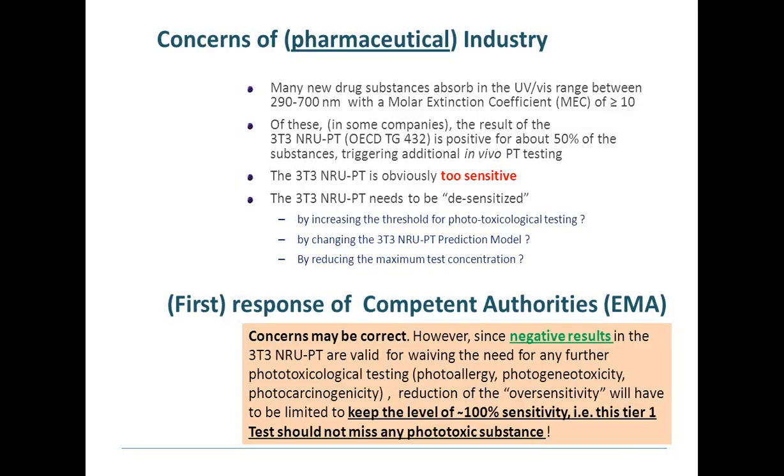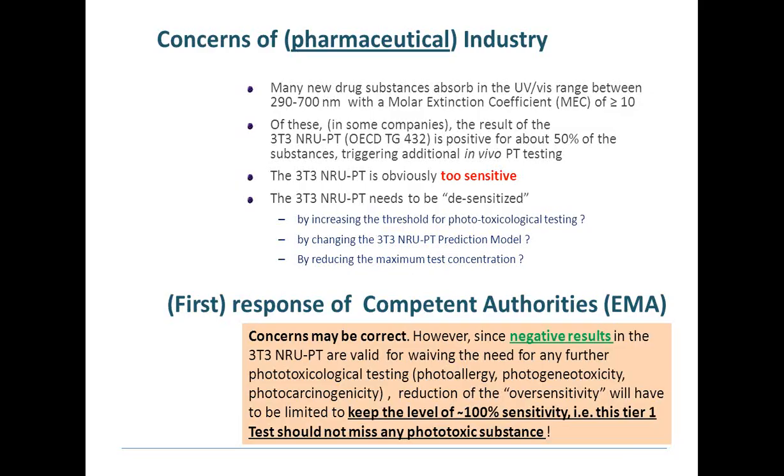The 3T3 was regarded obviously as too sensitive, and the approach was to desensitize the 3T3 assay by either increasing the threshold for phototoxicological testing, that means the absorption threshold, or by changing the prediction model, that means setting up the cutoffs that Alison has nicely shown, the PIF of 5 and the MPE of 0.15, and probably by reducing the maximum test concentration.